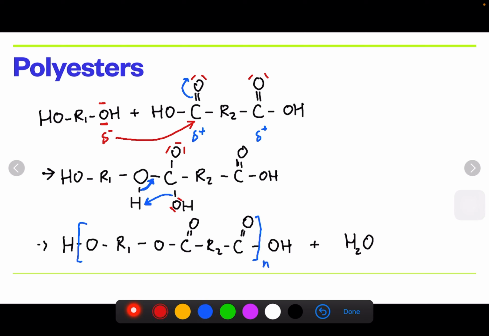And we see that this one here is our ester linkage. So this is the ester. And then the water molecule, of course, stoichiometrically will be balanced with the repeat units. So it releases water.